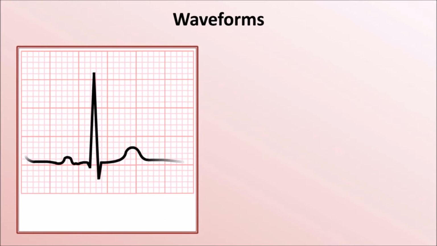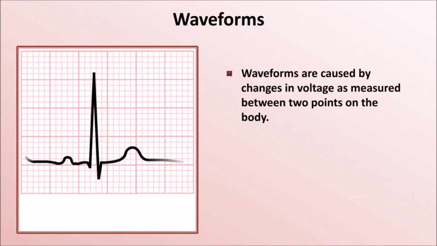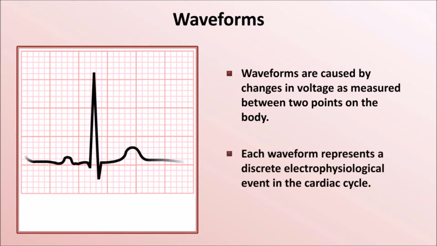Those three deflections of the line are known as waveforms. Waveforms are caused by changes in voltage as measured between 2 points on the body. Each waveform represents a discrete electrophysiological event in the cardiac cycle.